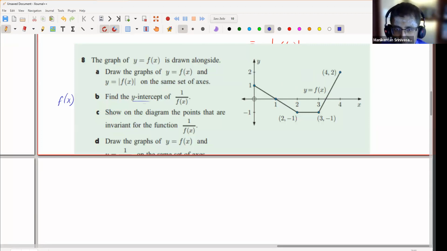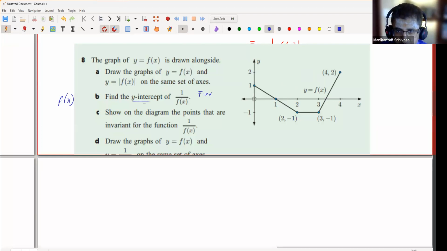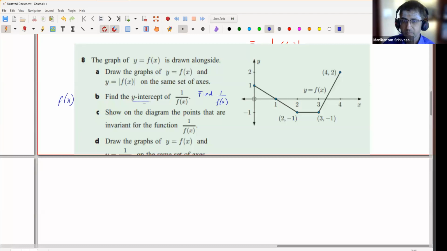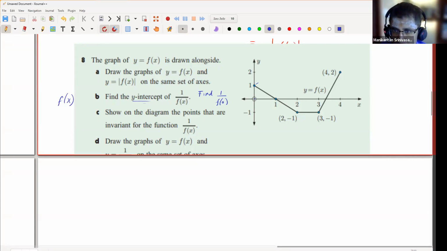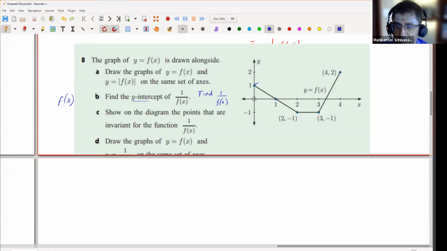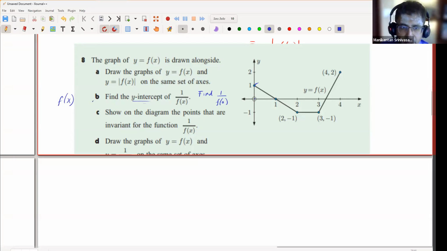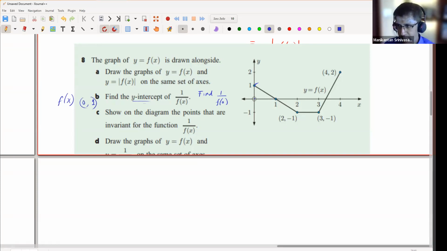So in other words, he wants us to find 1 by f of 0. When x is 0, what do you get for 1 over f of x? And that's easy, right? So when x is 0, f of x is 1. Therefore, 1 over 1 is also 1. So the y-intercept is 1. In other words, 1 over f of x also passes through the point 0, 1, just like f of x did. Are you with me, Dave, so far? Are others also? Okay.